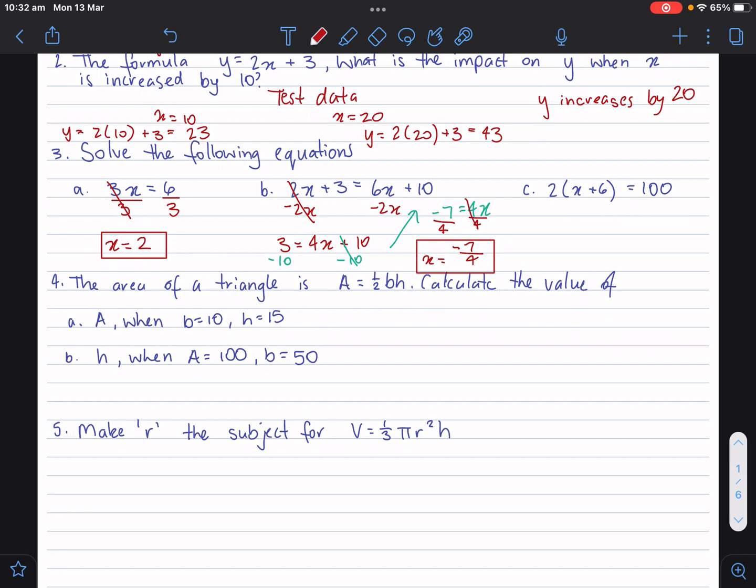Next one. So there's two ways of doing this. You can expand the brackets first, or you can just do the times. I'm going to expand brackets because that's what I'm used to. 2x plus 12 equals 100. And then we take the 12 across. 2x equals 100 minus 12, which is 88. And then we divide it by 2, which is 44.